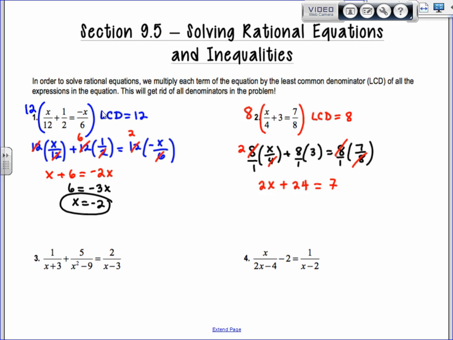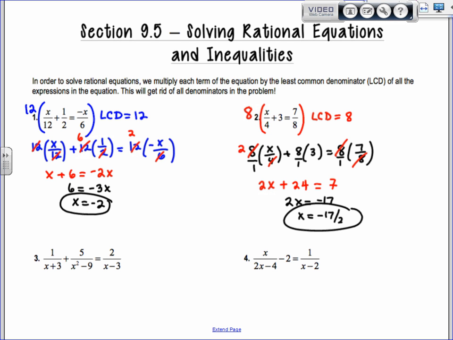So then subtract the 24, so I get 2x equals 7 minus 24, so I get negative 17. So I get x equals negative 17 over 2. And that's your answer. Or you could say negative 8.5. Pretend I can divide. Emily gets a point. All right, next up.